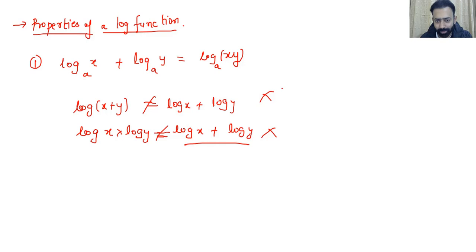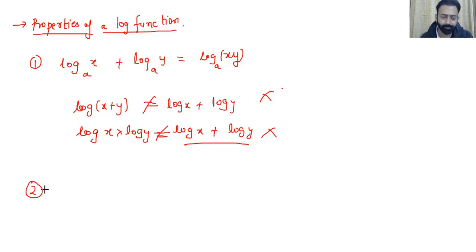Right? Log x plus log y is log xy. First multiply the numbers, then you take the log. Here you have taken the log separately, then you are adding. That is the difference. Okay.